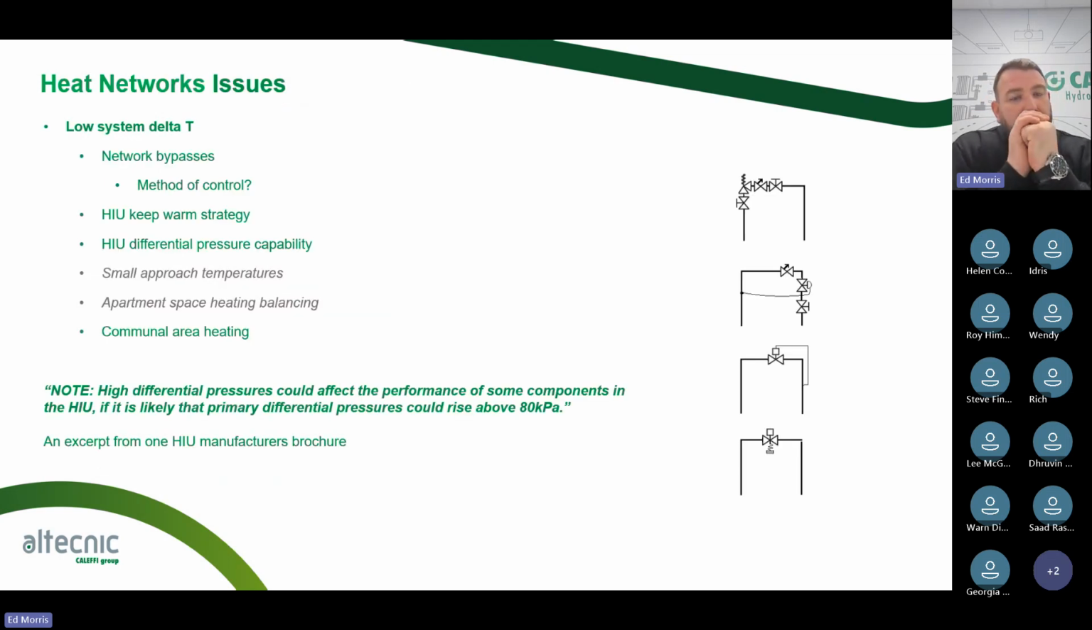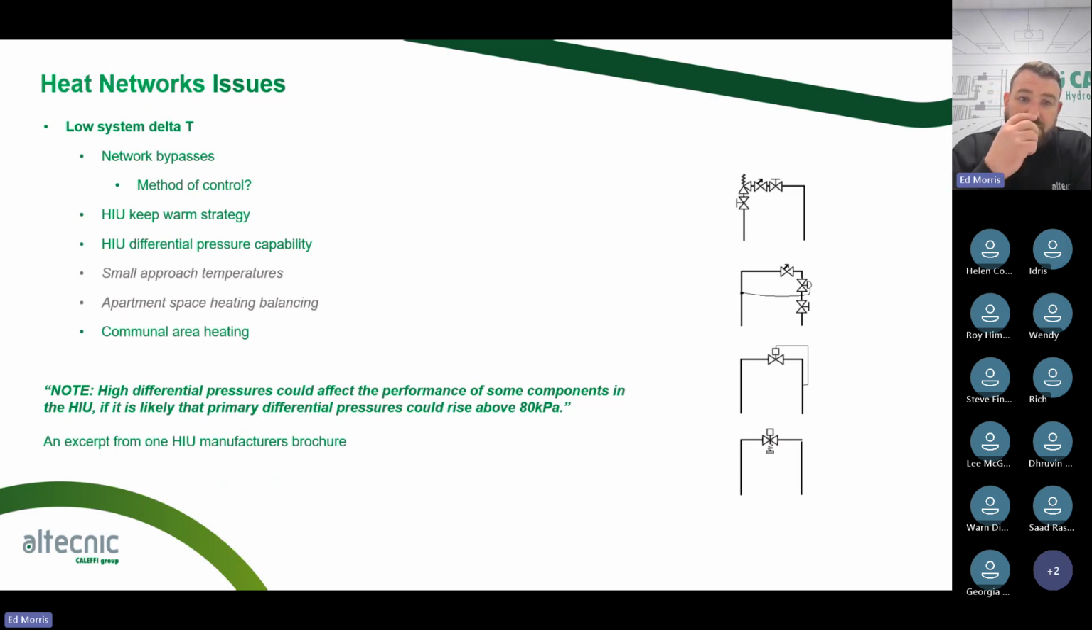So we're looking at bypasses and networks now, and where we are. So network bypasses, method of control. We spoke about different ways. Are you using differential pressure control? Are you using temperature control? Are you using a very crude way of just cracking open a ball valve? There are so many different ways that we can control bypasses in the network. So it's really important that you understand what's best suited for the network, but also keep them to a minimum. As we said before, the bypass is just an open loop between the flow and the return, so it's always going to have a real impact on network performance.